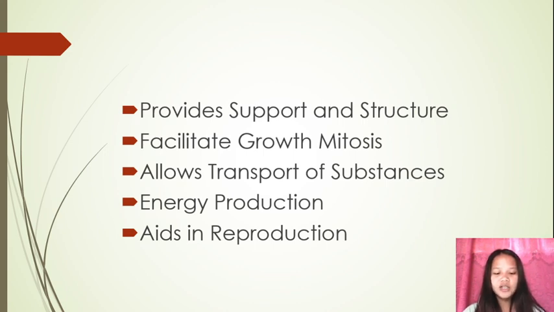Number four, we have energy production. Cells require energy to carry out various chemical processes. This energy is produced by the cell through a process called photosynthesis in plants and respiration in animals. And the last one, aids in reproduction. A cell aids in reproduction through the processes called mitosis and meiosis. Mitosis is termed asexual reproduction, where the parent cells divide to form daughter cells. Meiosis, on the other hand, causes the daughter cells to be genetically different from the parent cells.